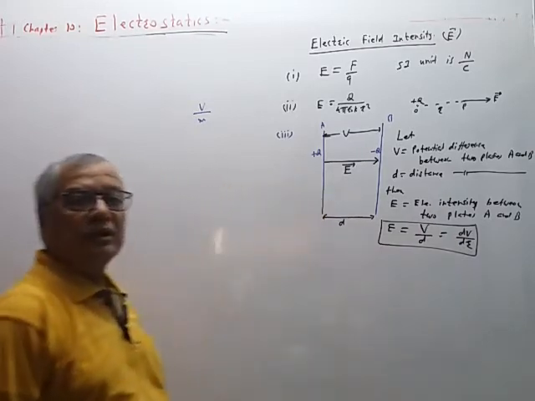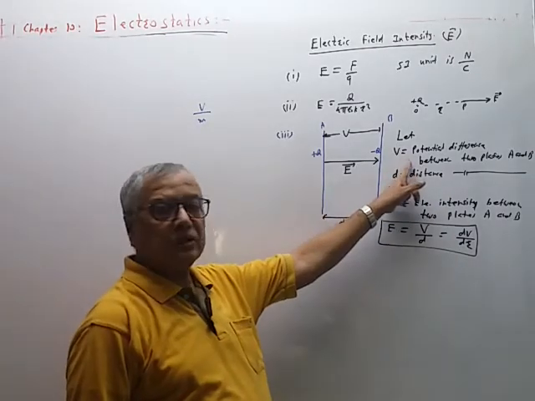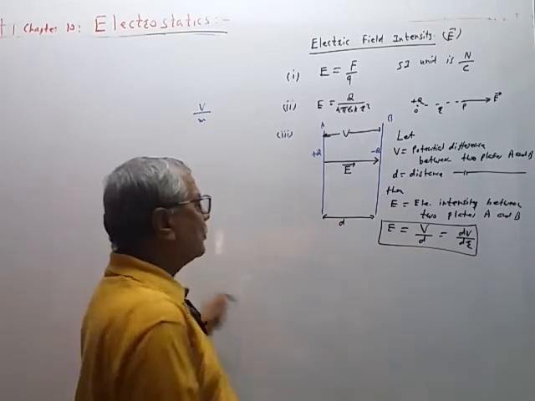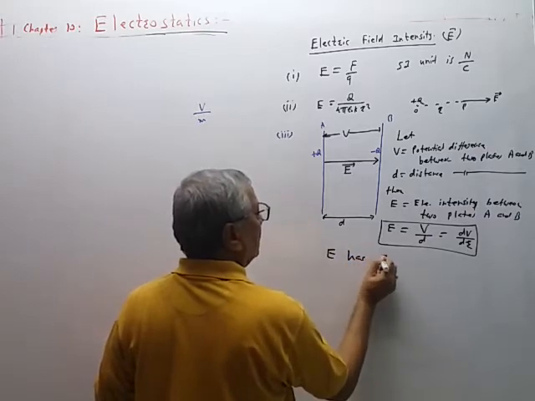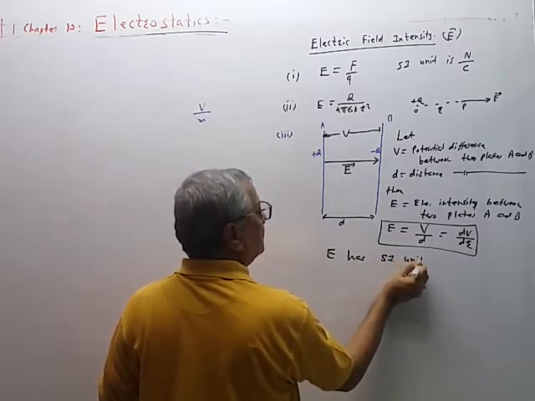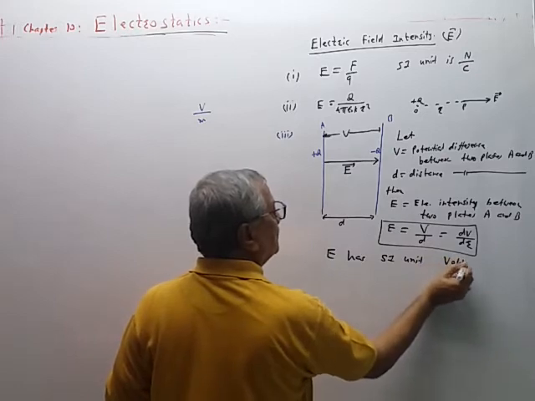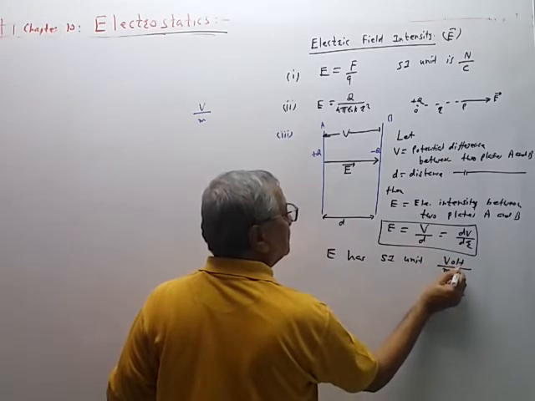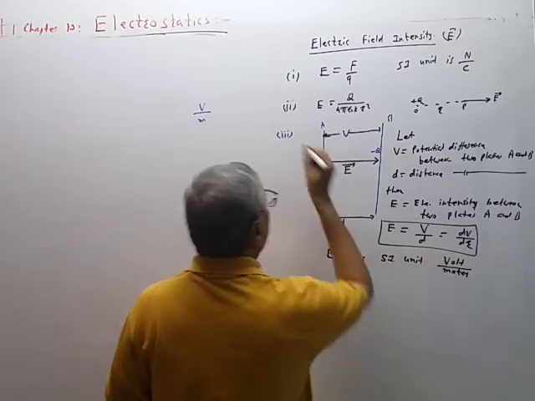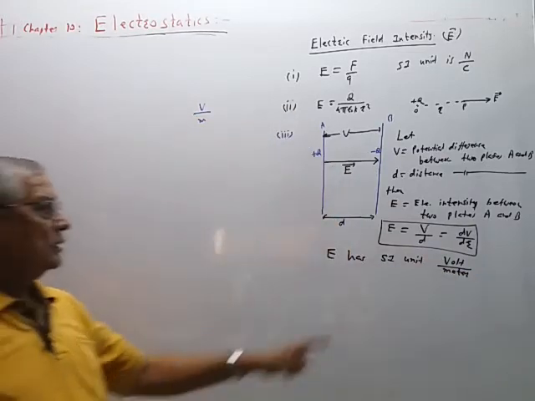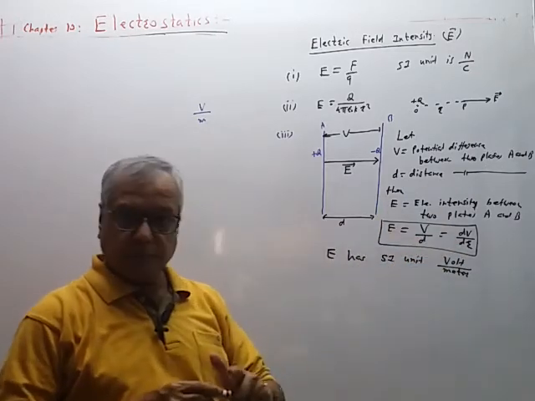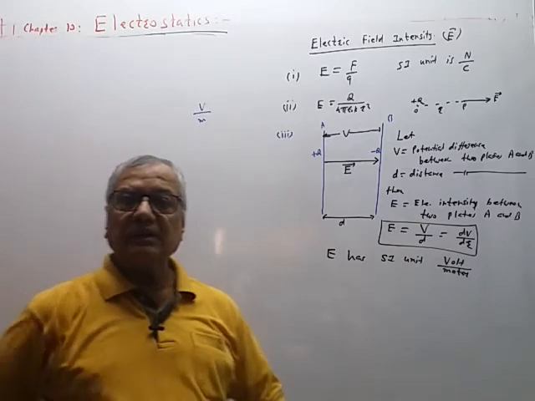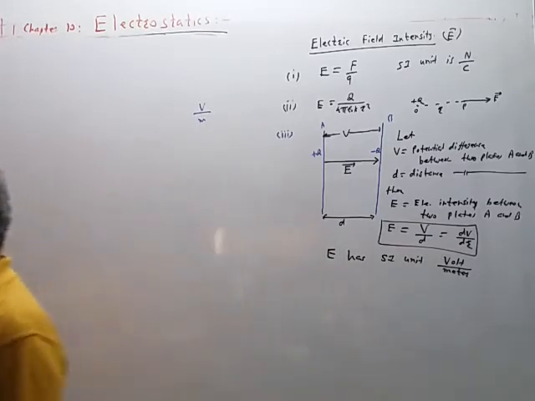This is one more relation that we are going to use. So V is a potential difference in volt, D is a distance in meter, and therefore E has SI unit volt per meter. Volt per meter. This is another way. But the proof of this formula is not clear to us yet, since the term potential has not come in the syllabus yet, these other terms will come later. So this is about the electric intensity.